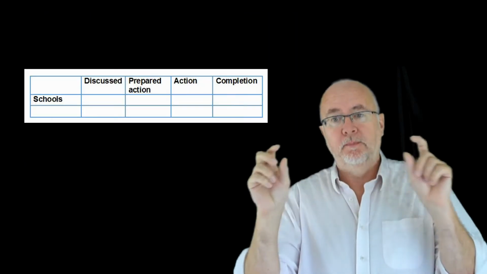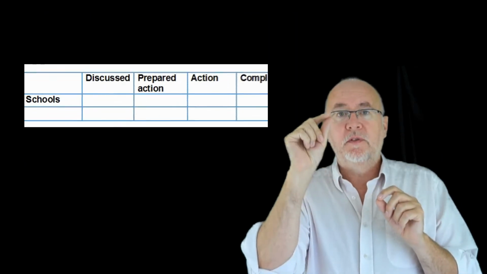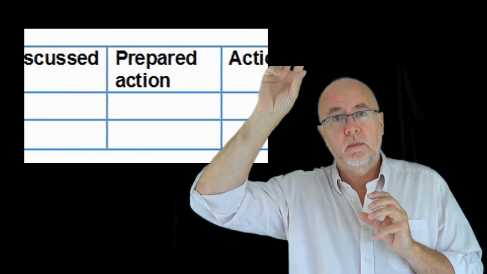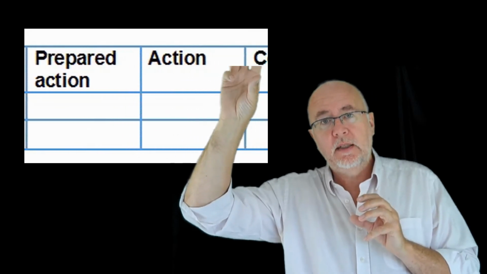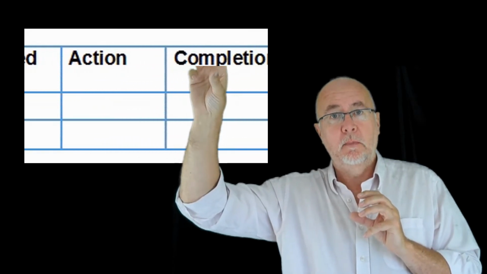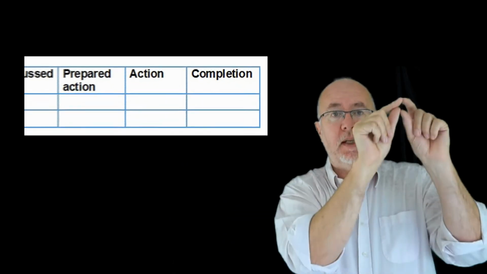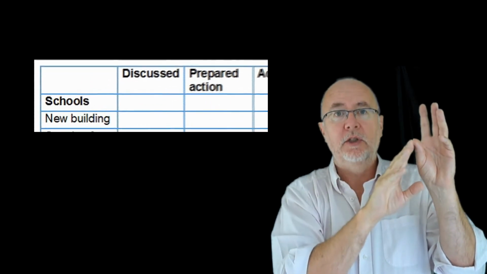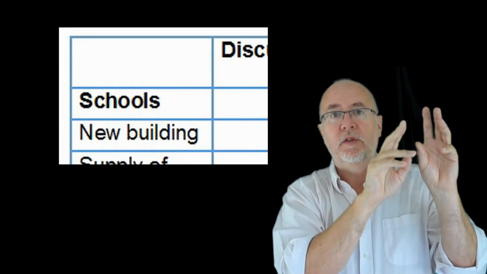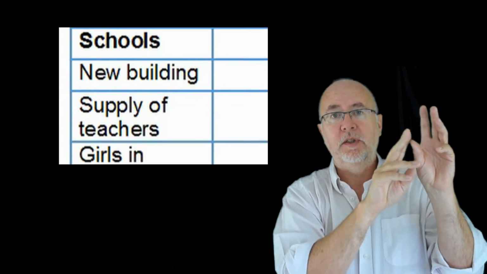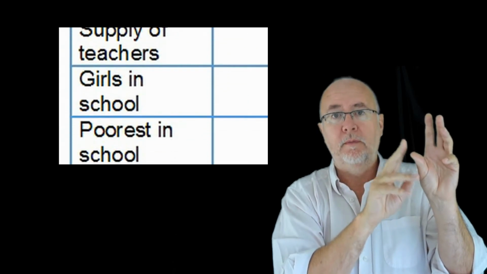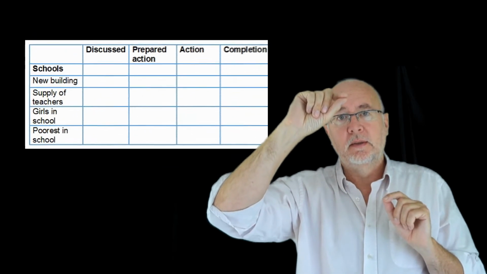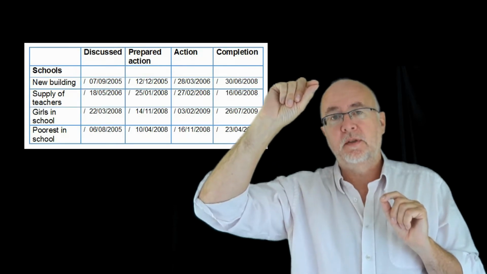So we had a set of boxes that said people have discussed, and we just put it down as discussed, prepared action, taken action, and completed. And we would say schools, and then you'd have a whole bunch of sub things that came up gradually, you know, new building, supply of teachers, getting girls into school, getting the most poor and vulnerable into school. And you could just put a tick. Yes, that's been discussed. Yes, that they have prepared to take action on that.